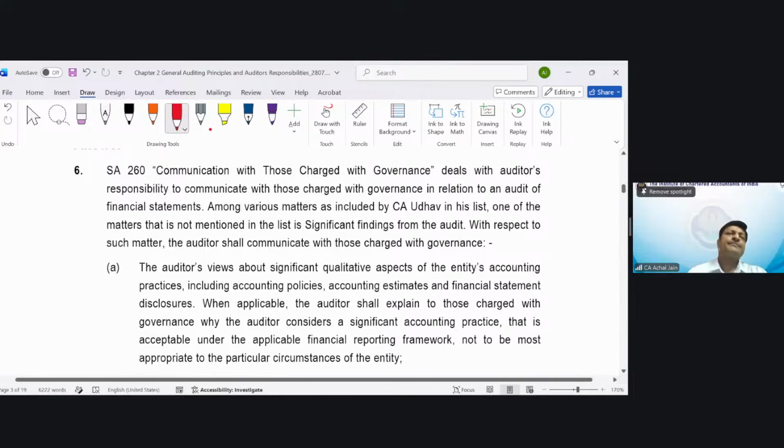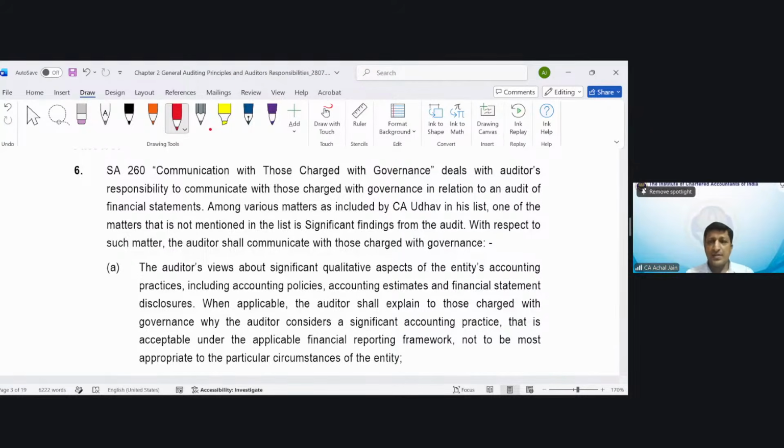So let's look at this. When we talk about communication with those charged with governance, it deals with the auditor's responsibility to communicate with TCWG. Amongst various matters, one of the matters that is not mentioned in the list happens to be significant findings from the audit. Is that an important matter? No doubt, that's an important matter. Should that be communicated? Yes, no doubt. That should also be communicated.